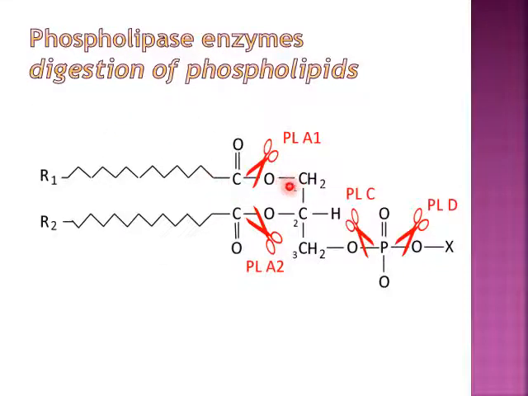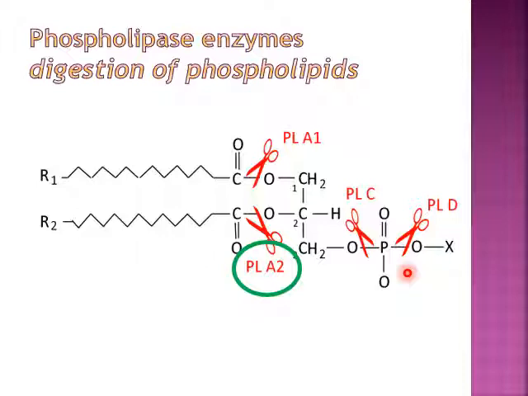Phospholipase A1 cleaves the bond between the first fatty acid and the glycerol, and phospholipase A2 cleaves the bond between the second fatty acid and the glycerol. We also have phospholipase C that cleaves the bond between the phosphate and the glycerol, and phospholipase D that cleaves the bond between the alcohol and the phospholipid. So you can see for different bonds in the phospholipid molecule, we have different phospholipase enzymes. The most important phospholipase enzyme found in the intestine is phospholipase A2.